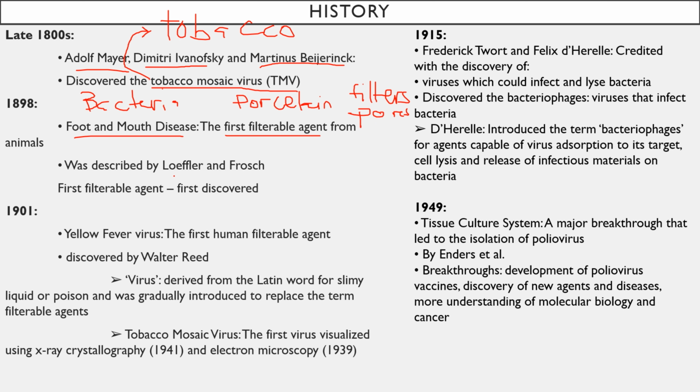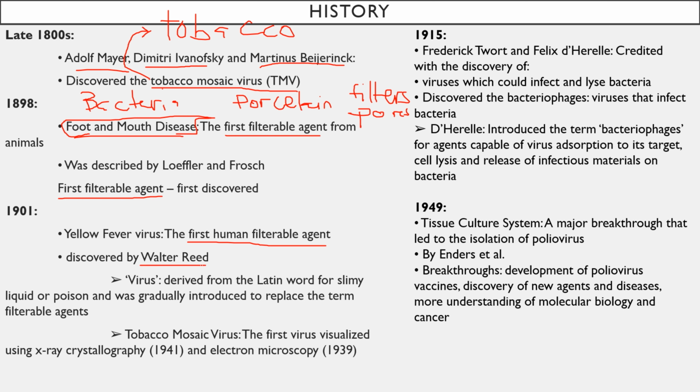Now, this was first described by Loeffler and Frosch, and this was the start of the discovery of the first filterable agent. Then in 1901, the yellow fever virus was discovered. So yung yellow fever virus is known to cause your yellow fever. This is the first human filterable agent. Take note of that. Yung first filterable agent na discovered was the virus causing foot and mouth disease. Pero yung first human filterable agent is yellow fever virus. This was discovered by Walter Reed.